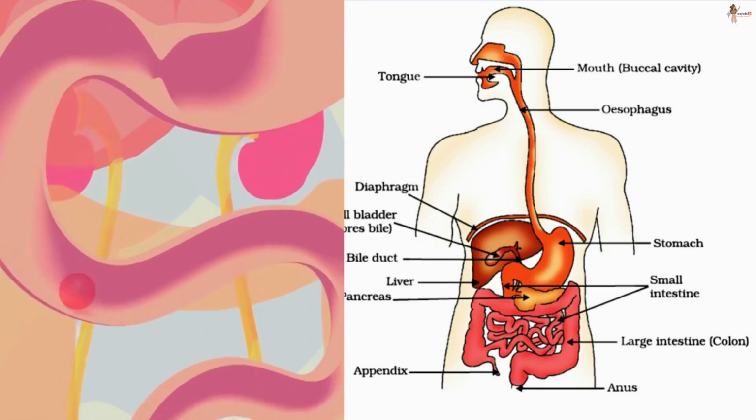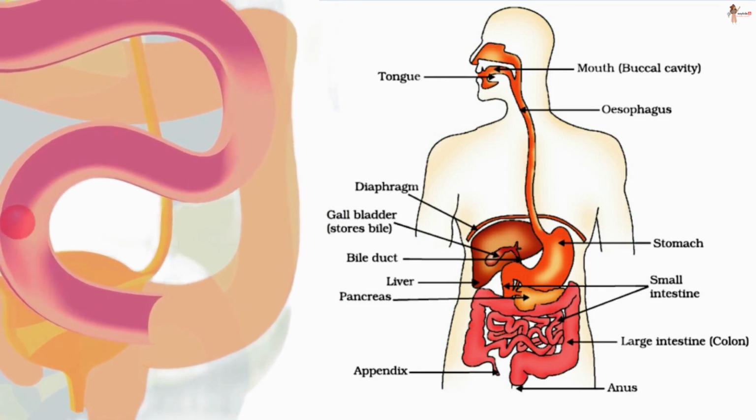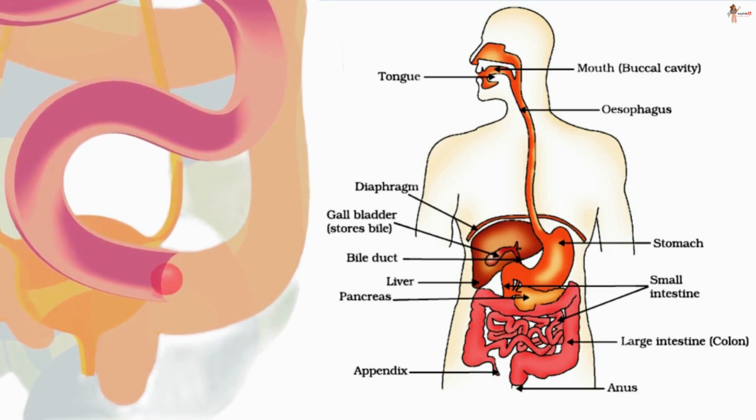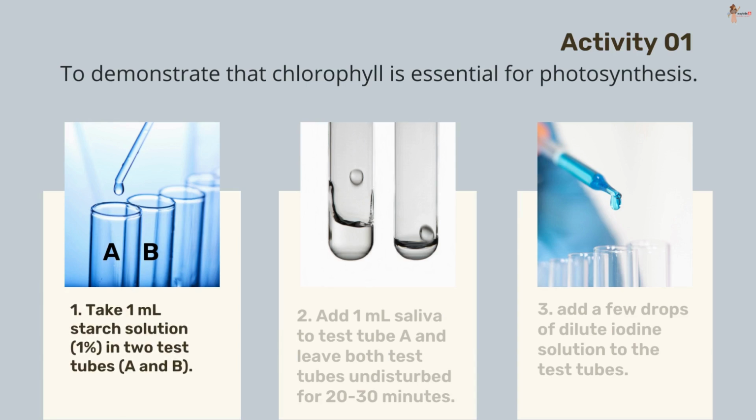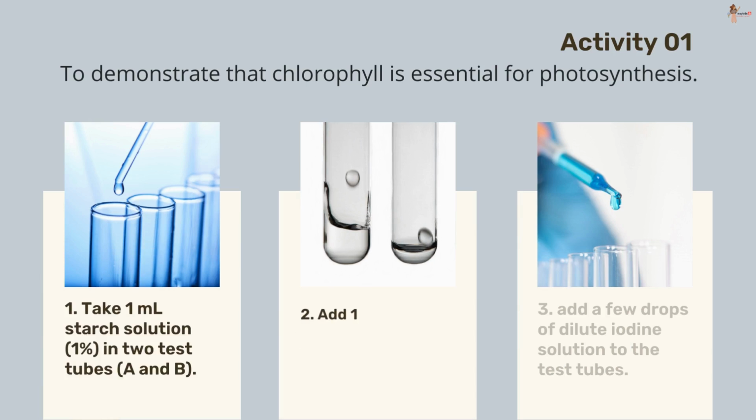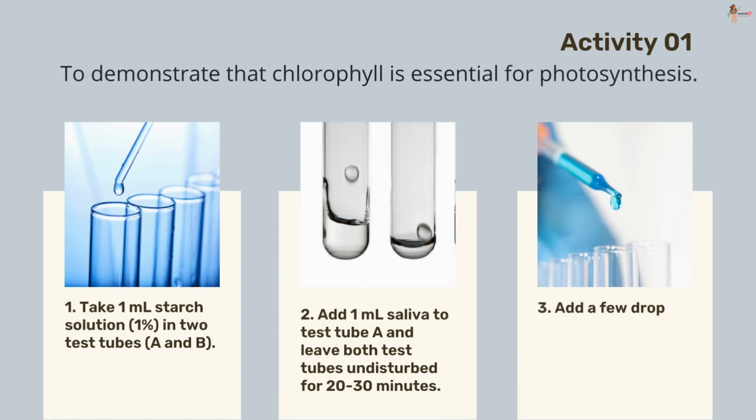Let me first tell you about an activity. Take 1 ml starch solution, 1%, in two test tubes A and B. Add 1 ml saliva to the test tube A and leave both test tubes undisturbed for 20 to 30 minutes. Now add a few drops of dilute iodine solution to the test tubes.